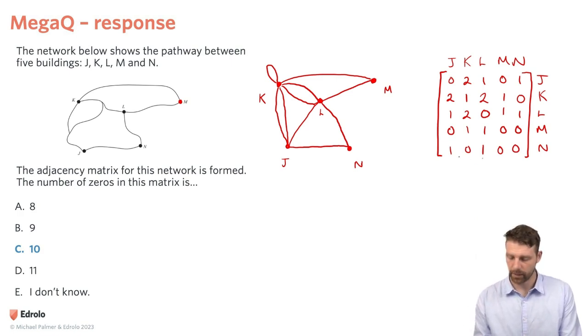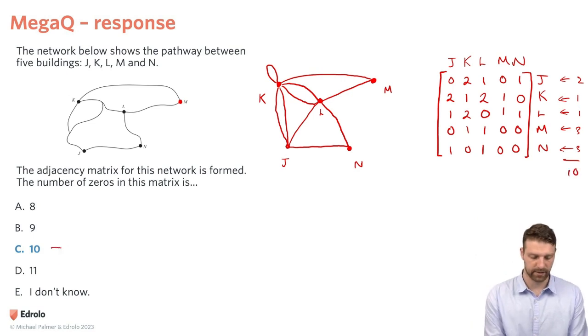We get asked how many zeros there are. So I'm going to count them up. 1, 2, 3 in that row, 3 in that row, 1 in that row, 1 in that row, and 2 in the top row. Makes a total of 3, 6, total of 10. And so the answer is C.